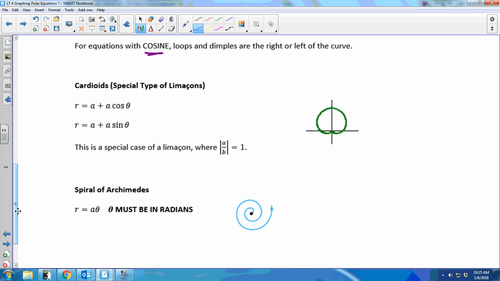We also have cardioids, which are a special type of limaçon. It's just when the absolute value of a over b equals 1. So in this case, b and a are the same number. For a limaçon, you might have 3 plus 2 sine theta, but for a cardioid, you'd have 3 plus 3 sine theta. It has to be the same value. So they have a kind of distinct point in the middle.